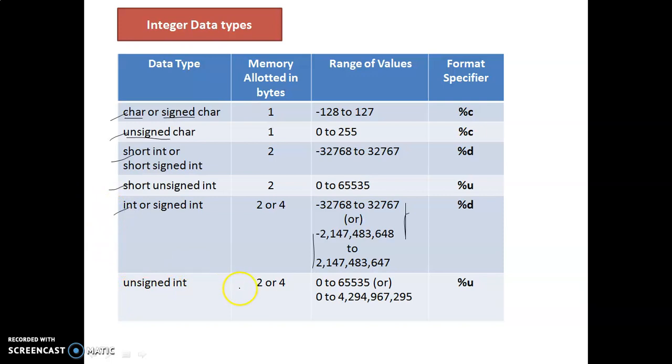In unsigned integer, again it is compiler dependent. The compiler may allow 2 bytes or 4 bytes. It depends on the compiler, whether it is a 32-bit, 16-bit, or 64-bit compiler. Suppose if it allows 2 bytes of memory, then the range of values is 0 to 65,535. Suppose if the compiler allows 4 bytes of memory, then its range of values is 0 to 4,294,967,295. And the format specifier used here is %u.